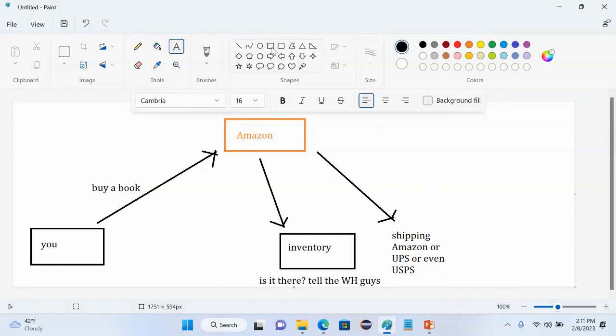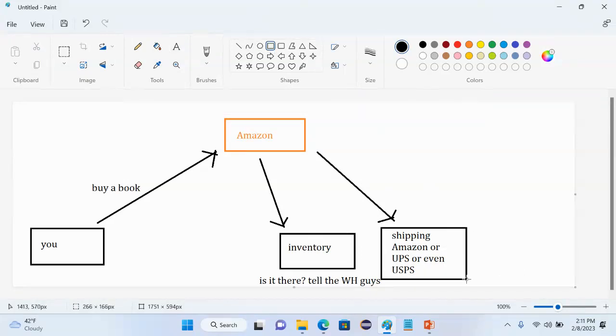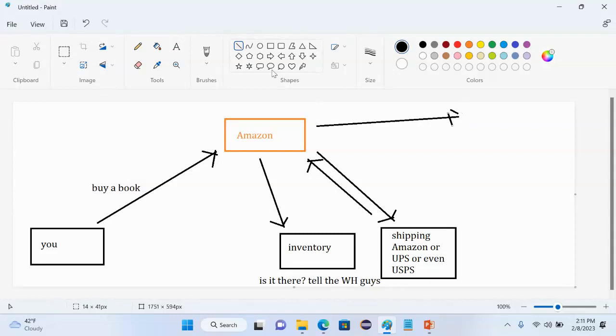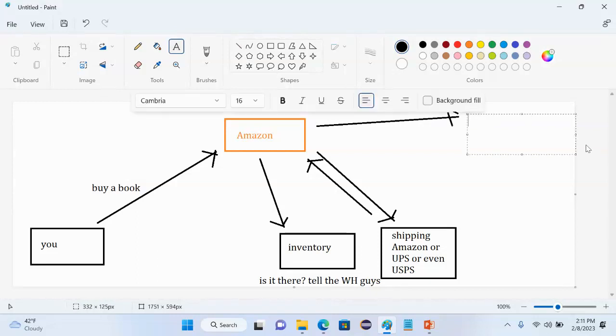Or FedEx could happen too. But a lot of stuff around here, of course, Amazon ships it themselves. And then those guys are going to send back some notification about how long it's going to take, right? What else? Analytics. Right? Who bought what? Who looked at what? Who clicked what? Right? Things like that.